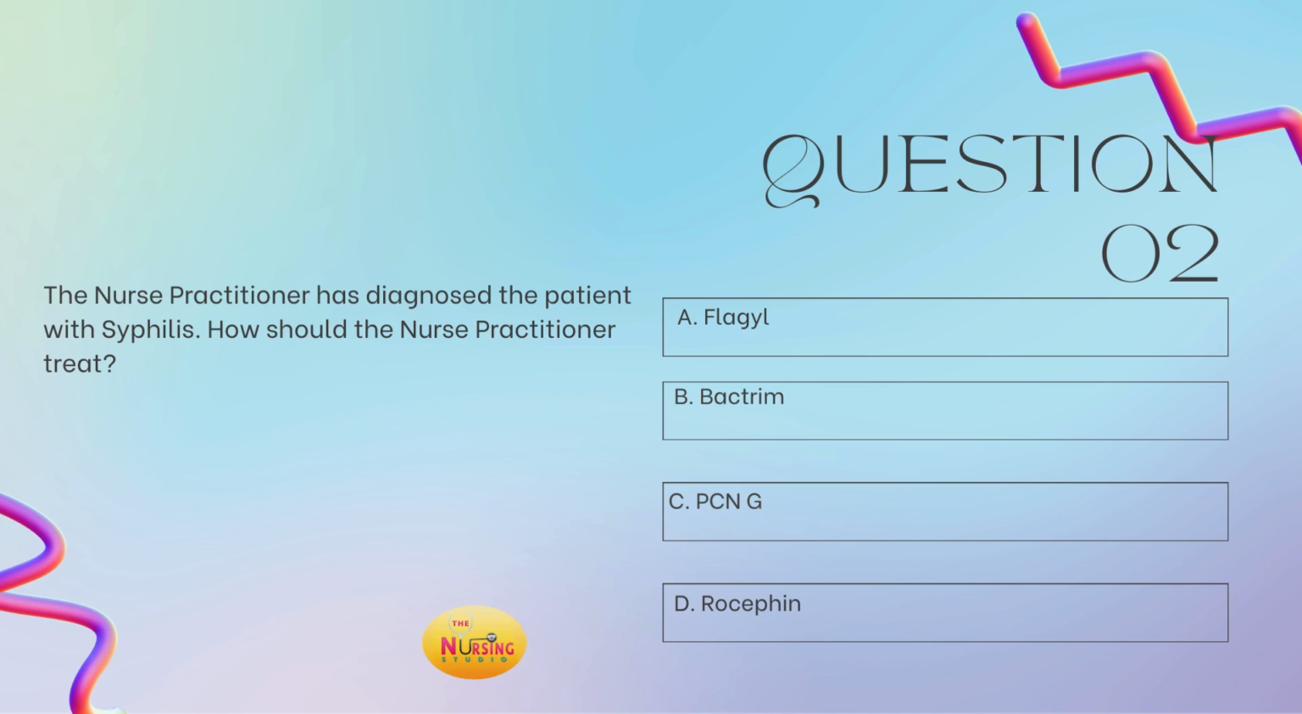What are we treating? It states they have provided the diagnosis here. It states that the nurse practitioner has diagnosed the patient with syphilis. So this is a knowledge-based question. What do we treat syphilis with? The answer is C, penicillin G. Penicillin G is the treatment for syphilis, okay?